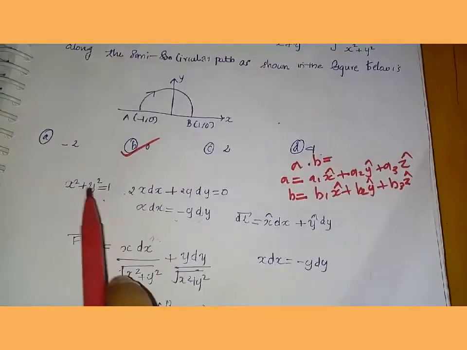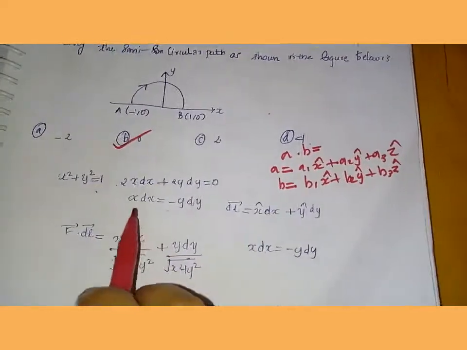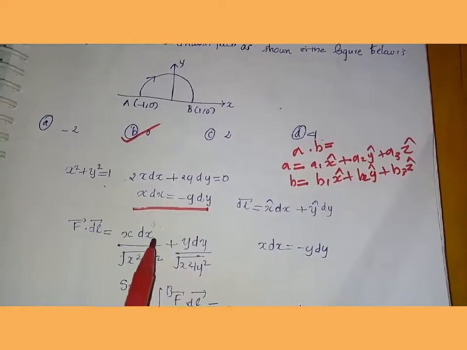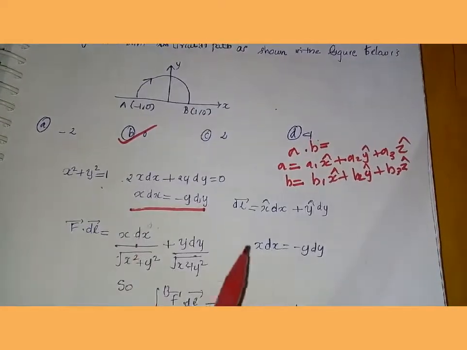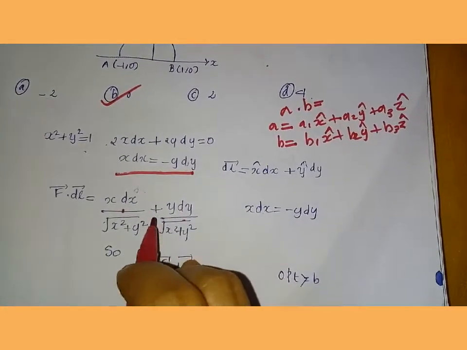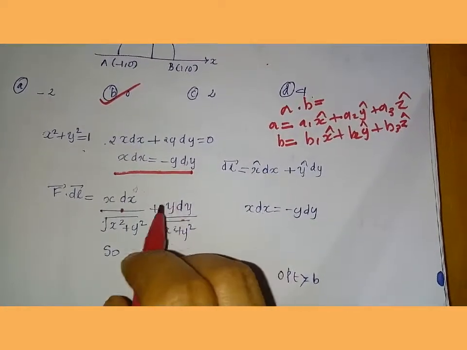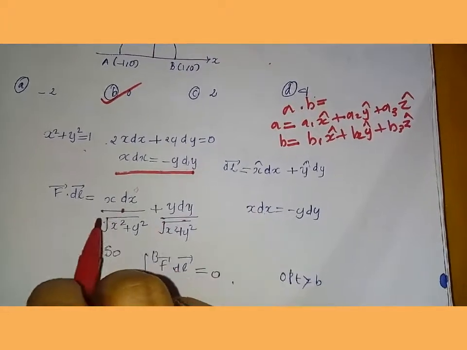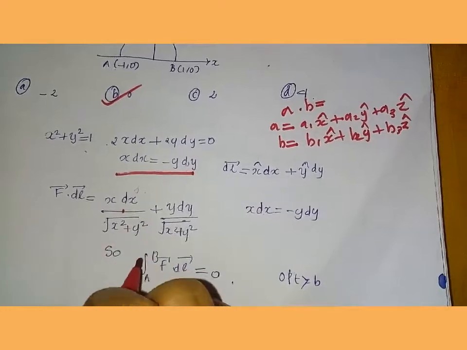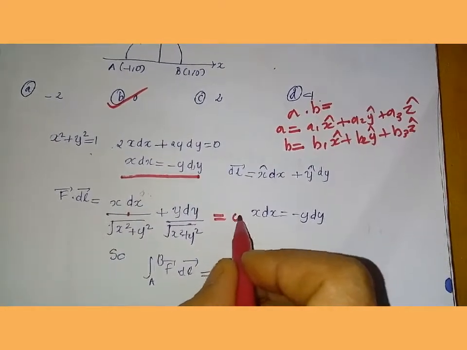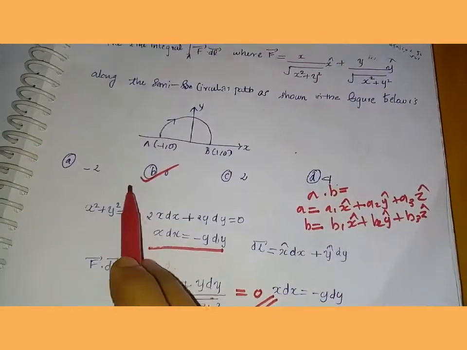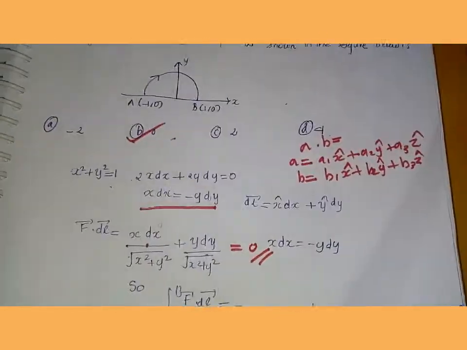But on the semicircular path, we know that x dx = −y dy. That is, x dx can be changed to −y dy, or we can substitute y dy as −x dx. So the terms are equal and opposite, that is F dot dl is equal to 0. So the integral is 0. So the answer is option B, 0. Okay.